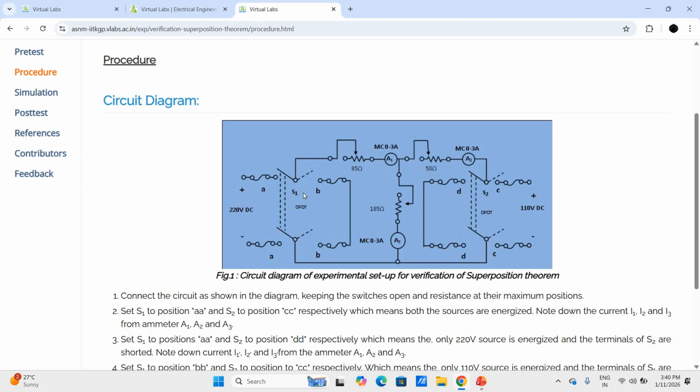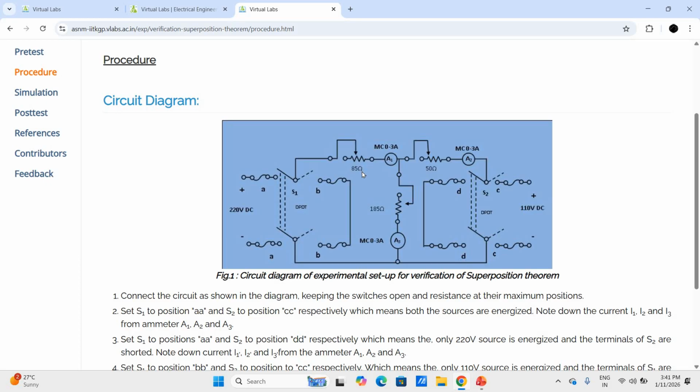Now they have made an arrangement of a bidirectional switch so that on one side you can connect the source, or on the other side you can short circuit this path with the help of this switch. For that purpose, a double pole double throw, that is DPDT, switch is used. The same arrangement is done for the other source, the 120 volt DC source. On one side of the DPDT switch, you can connect this 120 volt source to the circuit, whereas on the other side you can short circuit this path. And in the circuit there are three resistances.